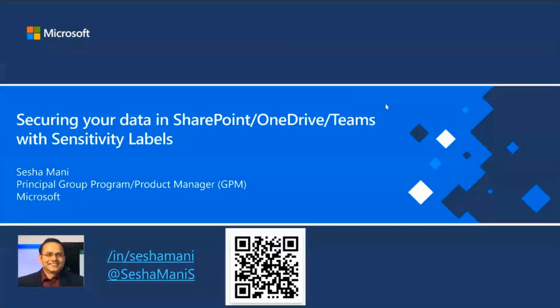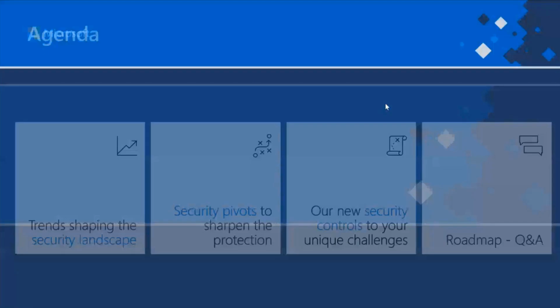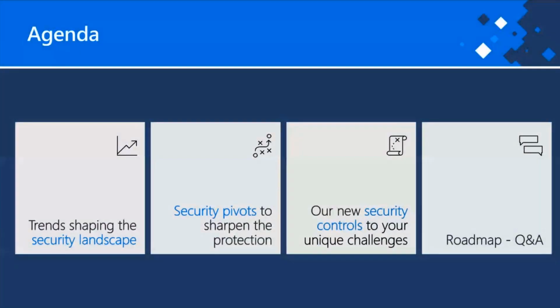Let me share the agenda I was planning to walk you through today. I'll briefly mention the trends we are seeing in the security landscape, and then, at the top level, the security pivots that we use to sharpen our protection story. Then we'll get into the new controls specifically around sensitivity labels, and I have lots of demos to walk you through. Finally, we'll finish up with a quick roadmap slide and a Q&A session.